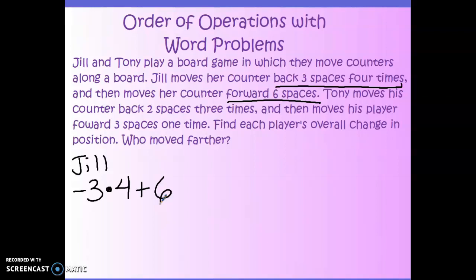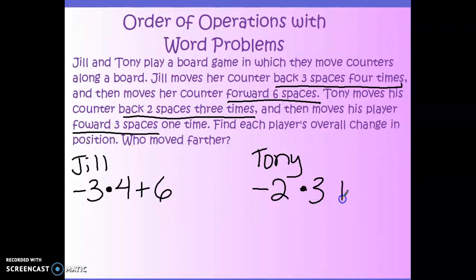Okay, Tony moves his counter back 2 spaces 3 times. Okay, so back is our negative 2 times 3, and then moves his player forward 3 spaces, so plus 3. Find each player's overall change in the position, and who moved farther. So now we're going to solve. So I'm going to start here. Negative 3 times 4 is negative 12. Negative 12 plus 6 gives me negative 6 spaces.